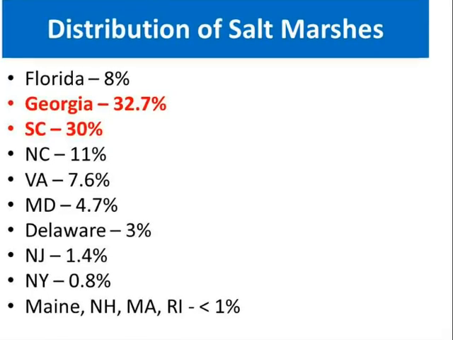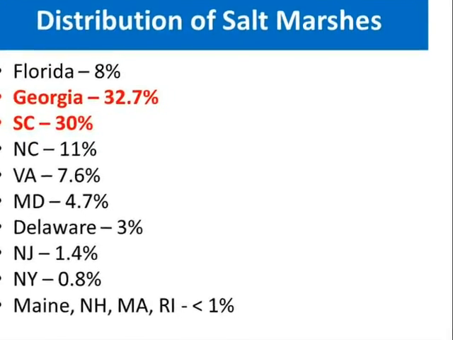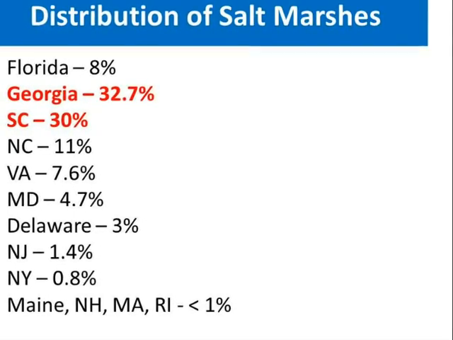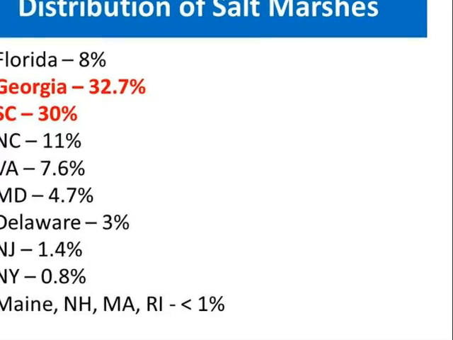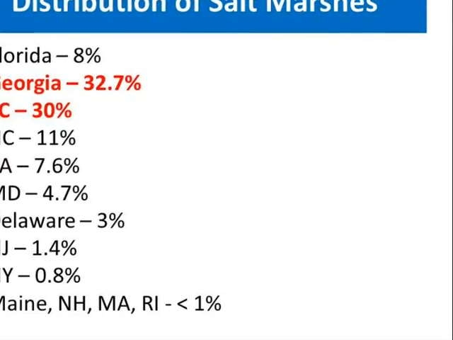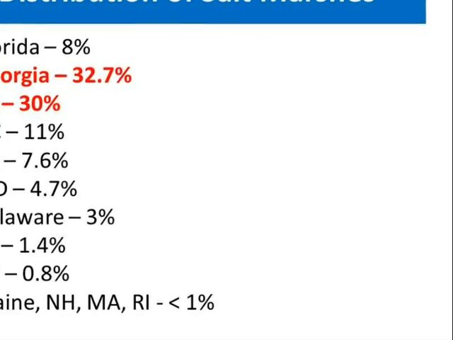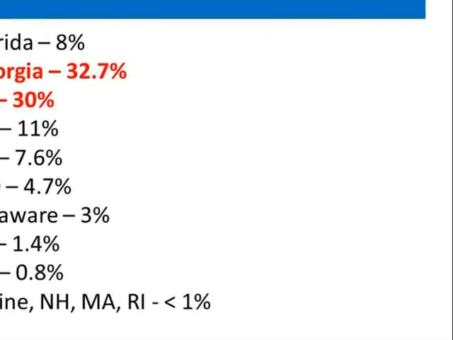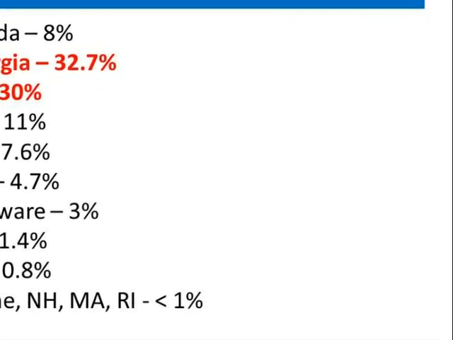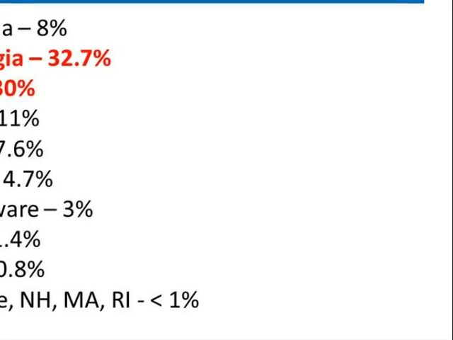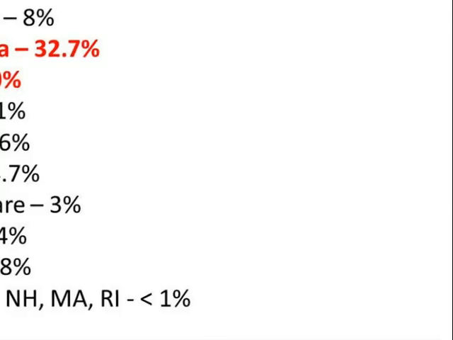Okay, I had the percentages wrong. Here are the exact percentages. Georgia has 32.7%, South Carolina 30%. So you can clearly see we dominate with roughly 63% of all the salt marsh here in the United States. Most of your other states have a very low percentage. Even a state like Florida only has 8%. So you can really see the dominance that we have here in the large expansive marsh we have in South Carolina.